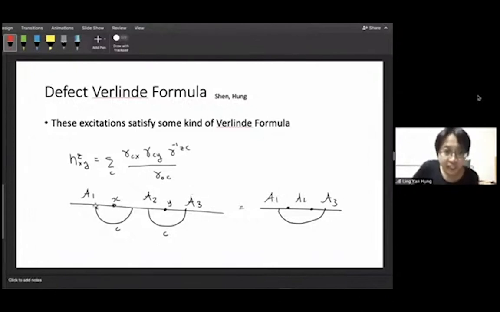I could consider taking a condensed anyon C from A1, pull it out, create it because it's not conserved, so I could create one that moves into the bulk, move around X and disappear in A2. This is possible as long as C is shared between A1 and A2. Then I could create another anyon, the same C, from A2, and then move around Y, and then disappear into A3. That is again possible if C is also shared between A2 and A3.